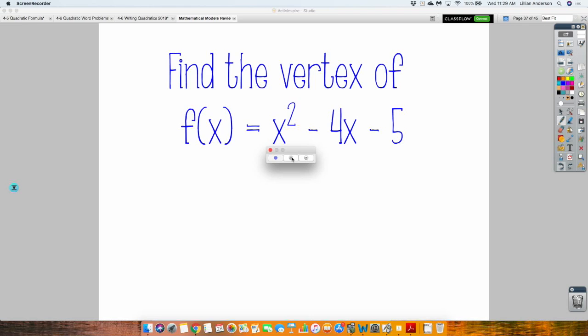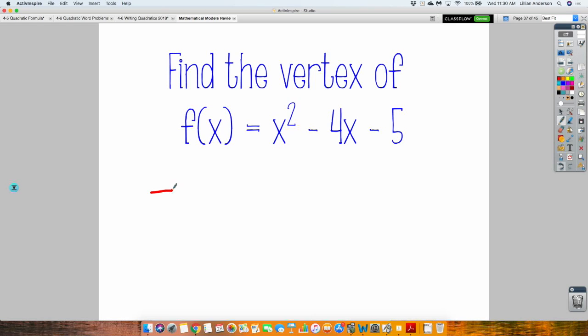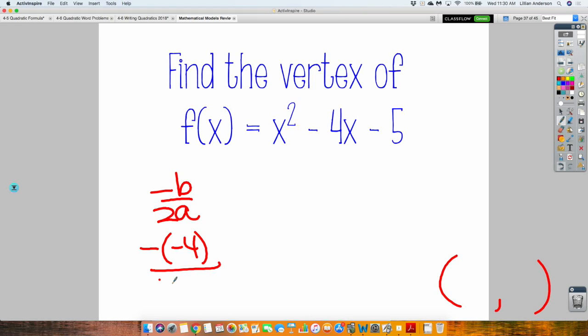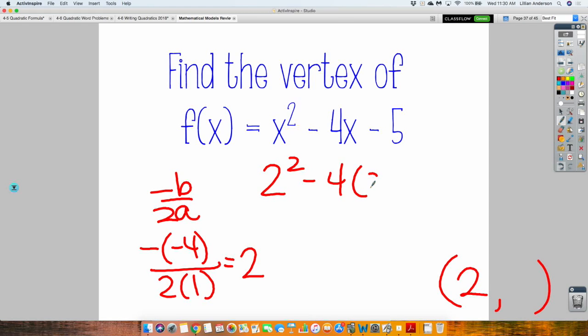Now find the vertex of this. Same equation. Remember, to find the vertex, to find the x coordinate, you need to do what? -b over 2a. Not only does it give you the axis of symmetry, but it also gives you the x coordinate of the vertex. And you need an x and y to make the actual coordinate of the vertex, because it is a coordinate. What's B? -4. What's A? 1. So then that turns into 2. So your x coordinate is 2.